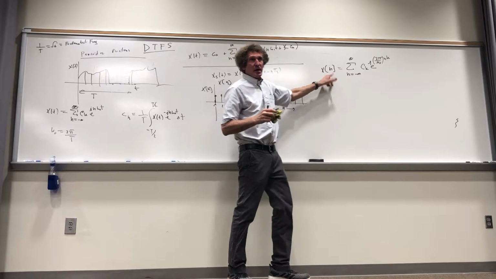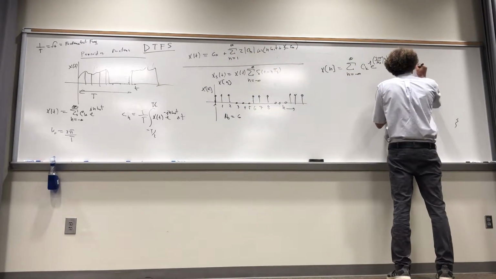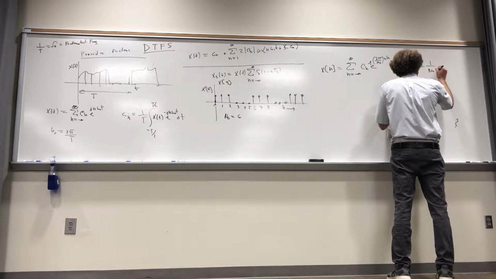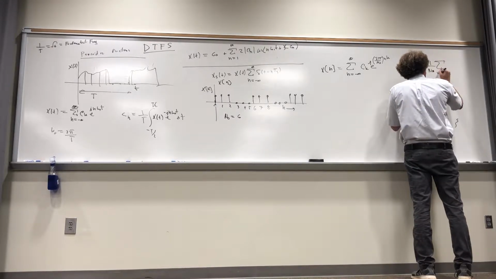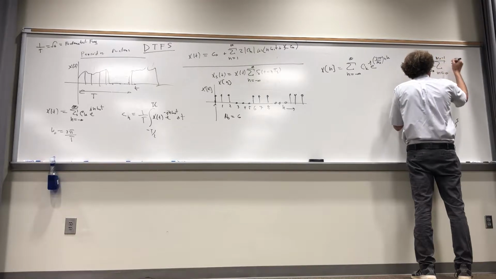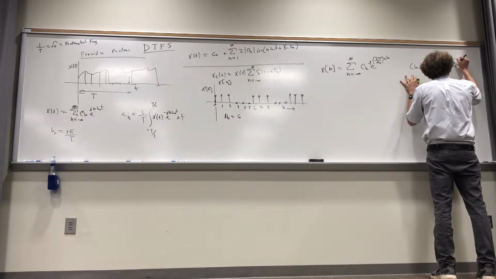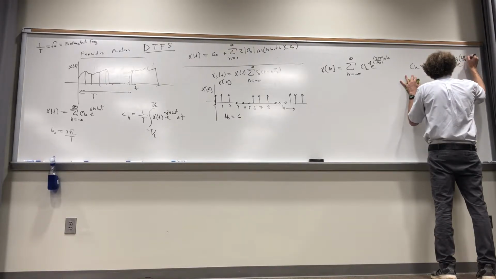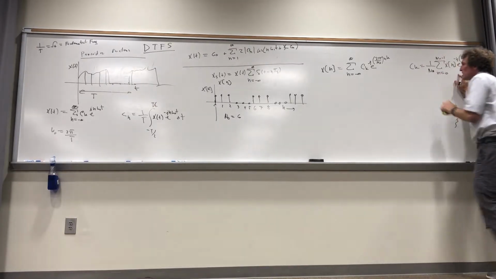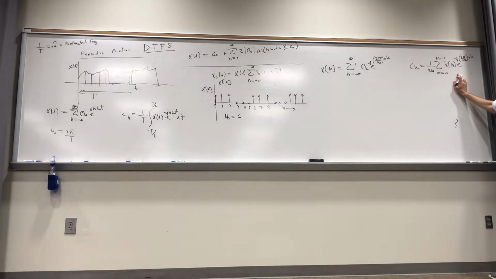He's going to have c of k equal to 1 over n naught, and then the sum from n equals 0 to n naught minus 1 of x of n, times e to the minus j 2 pi over n naught nk. Do you see this right here for c of k? Do you see it in your book? Okay. No? Yeah, I'm sorry. I borrowed somebody's book. It definitely says that for x of n here.